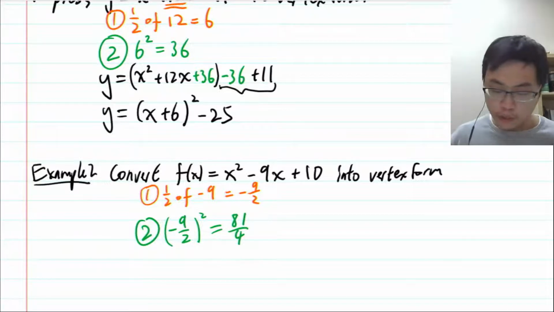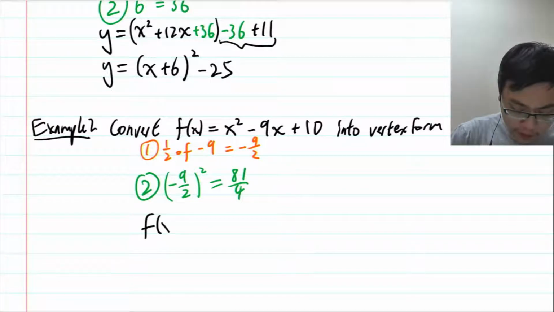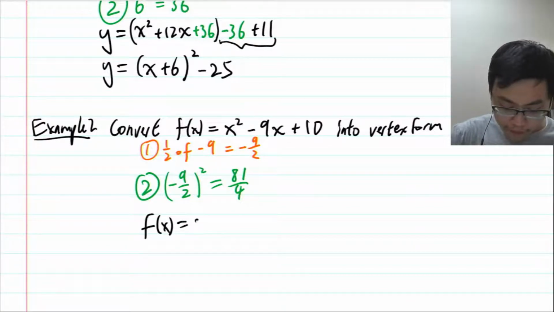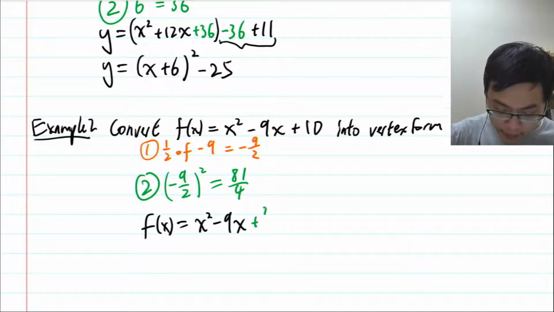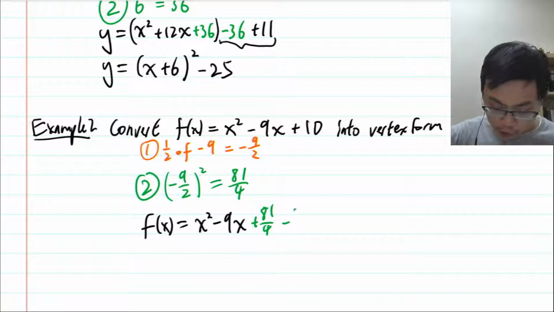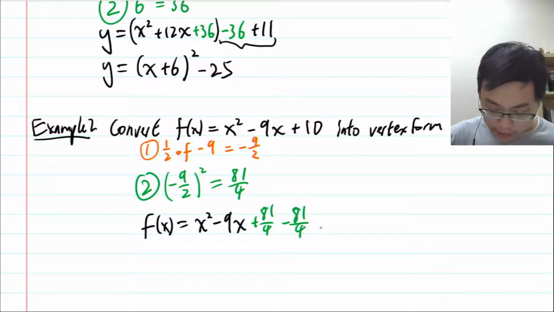So what we're going to do is add 81 over 4 and subtract 81 over 4 from the original. So we have f of x is equal to x squared minus 9x, we're going to add 81 over 4 and subtract 81 over 4, and then the plus 10 stays at the back.